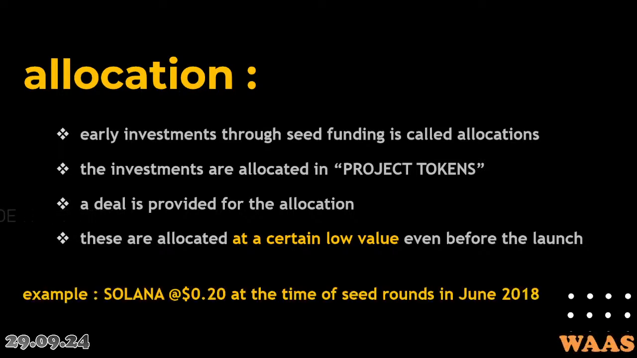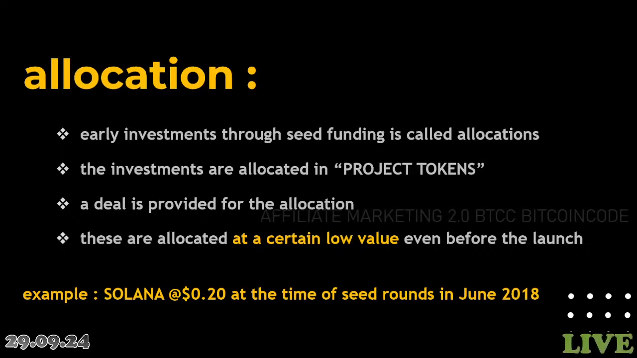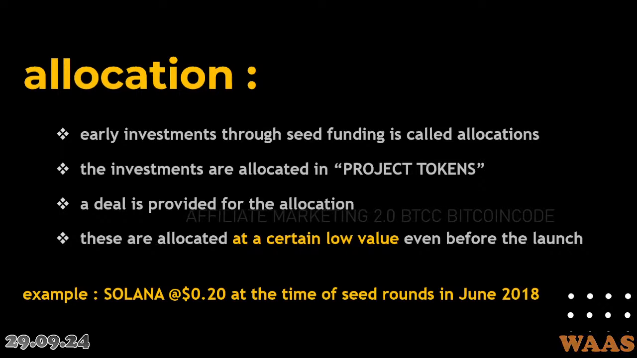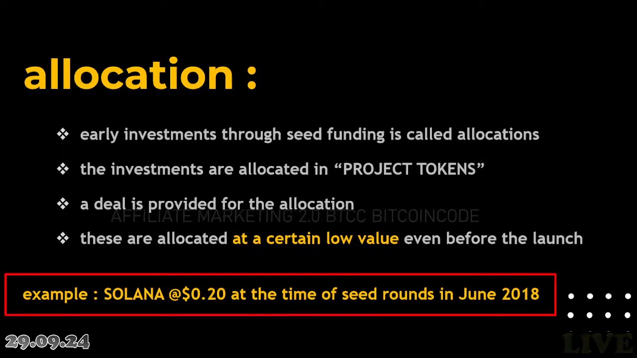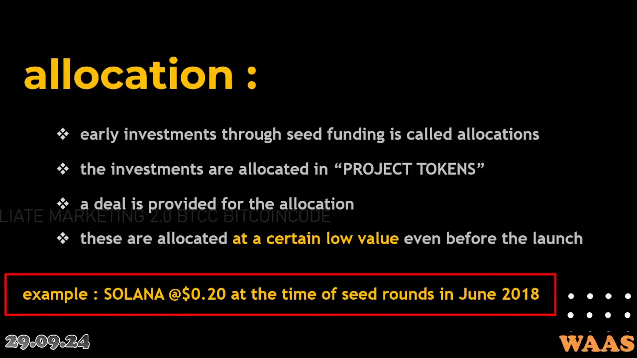So Solana, for example, in seed funding rounds, it was made available, it was provided at $0.20 to the seed investors in June 2018. And do you know that this was on the second round? This was the second round of investment. In the first round of investment in Solana, it was provided to the seed investors at $0.04, not even $0.20. So this is allocations. You grab project tokens early, even before the launch of the project, at a very low value against your investments.